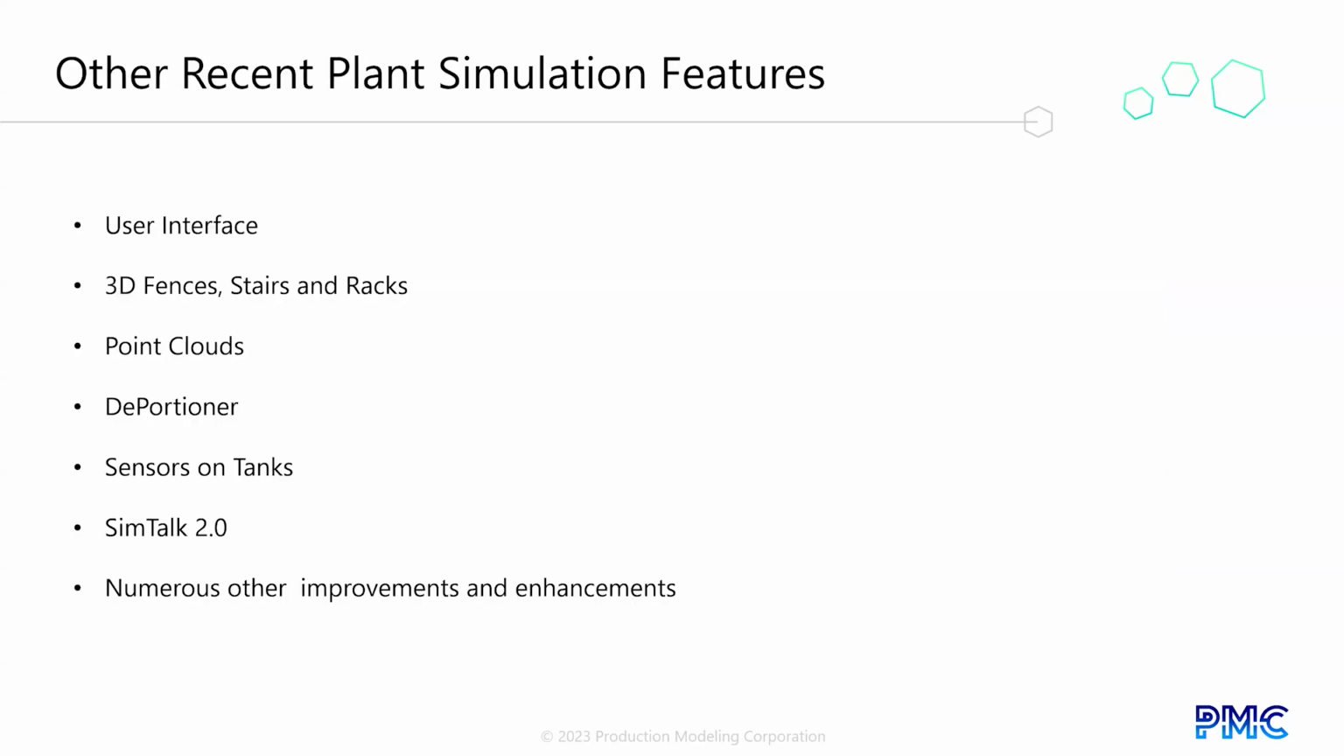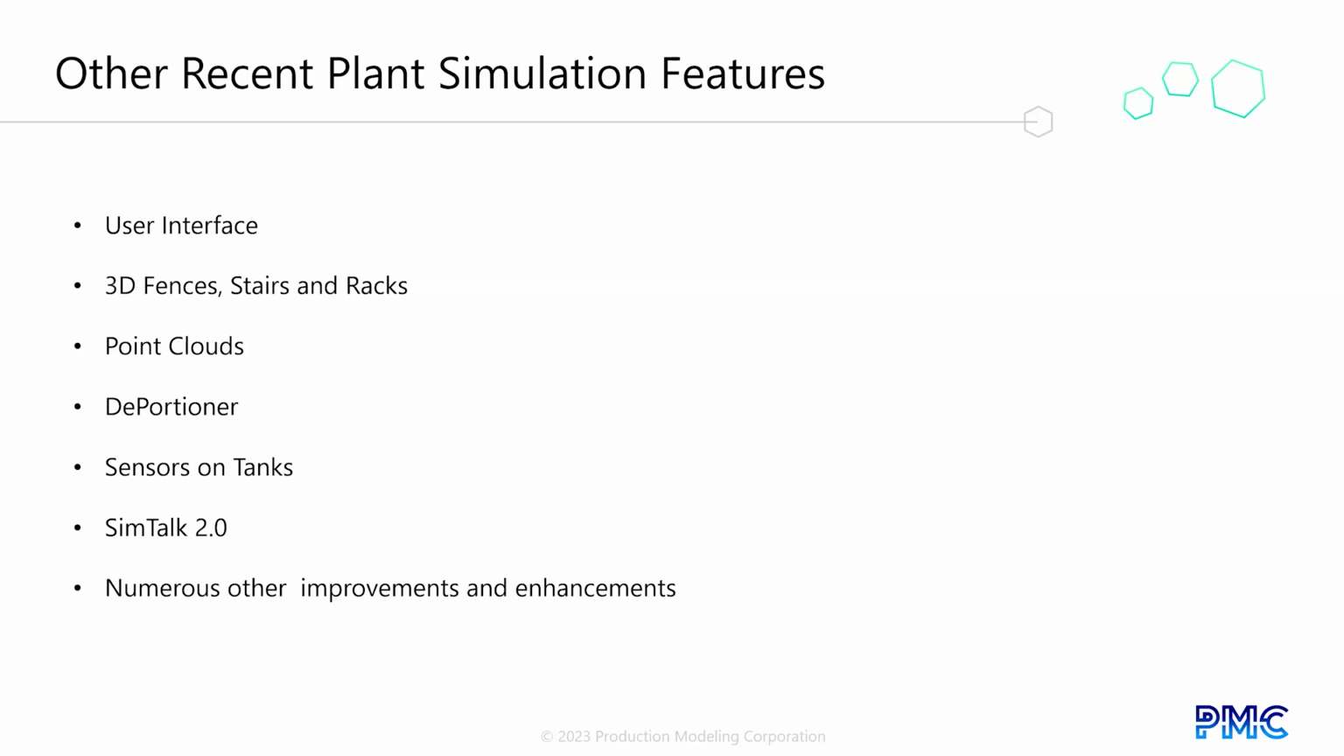Other new plant simulation features from older versions of plant simulation include a new user interface that matches the standard theme for other Siemens products. 3D fences, stairs, and racks can now be added from the Insert Shape area of the 3D Edit tab of the ribbon bar. Point clouds can now be imported into the 3D scene via the Point Cloud tab of the 3D Properties dialog of the 3D frame.